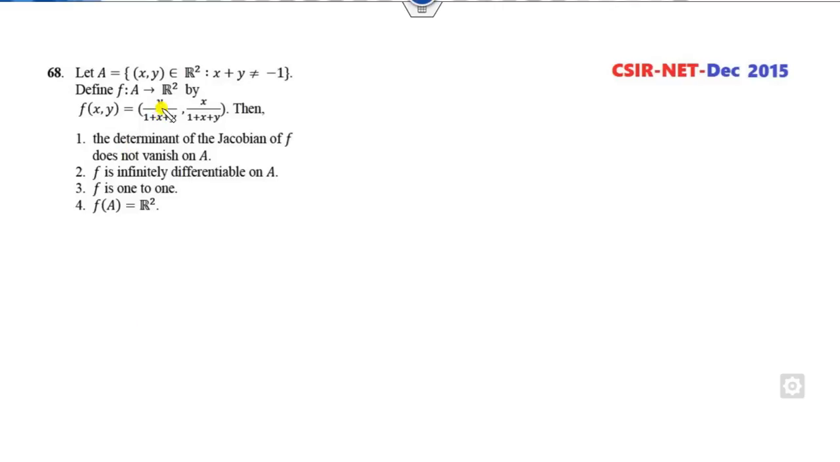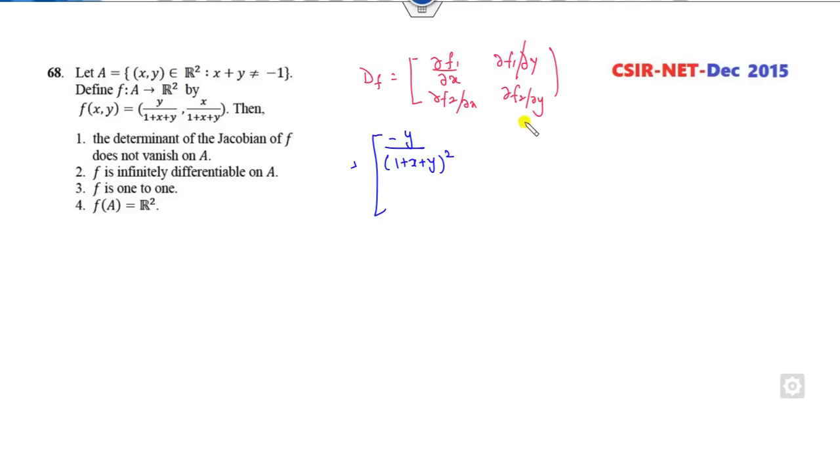Okay, look at this function, and again you have to find the determinant. If I consider the first as x and the second as y, then f2 by x and f2 by y. How can you write the derivative with respect to x? It is 1 plus x plus y, whole square. How can you write this function with respect to y? I can take the product rule. This is minus y over 1 plus x, whole square.